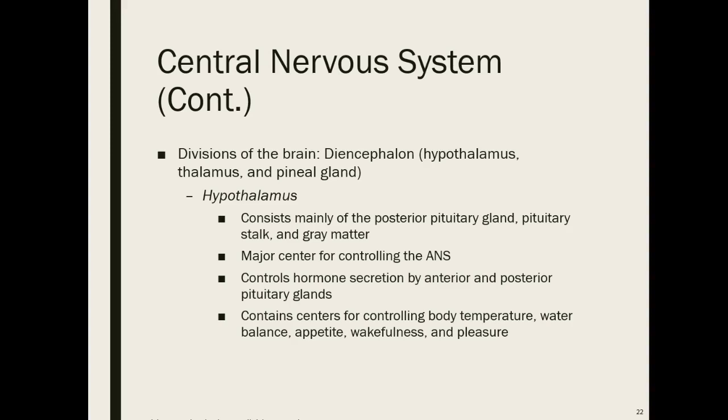So next we have the diencephalon, which is a small but very important part of the nervous system. The 3 components of this are the hypothalamus, thalamus, and the pineal gland. So the hypothalamus consists mainly of the posterior pituitary gland, pituitary stalk, and gray matter. This is the major center for controlling the autonomic nervous system. So if we think back, the autonomic nervous system is responsible for those involuntary functions, so heart rate, breathing, and digestion.